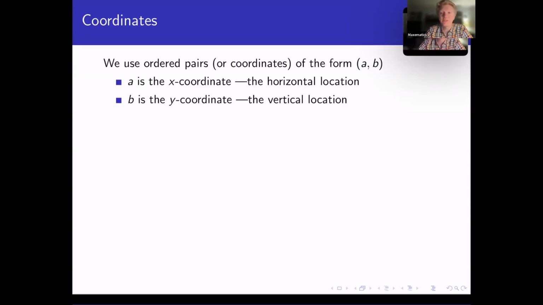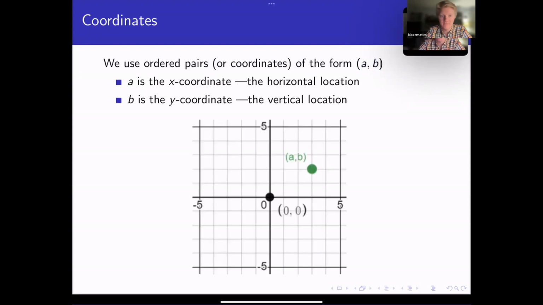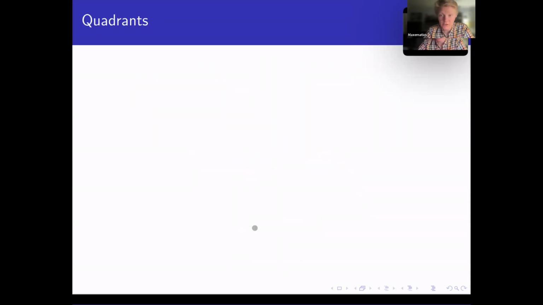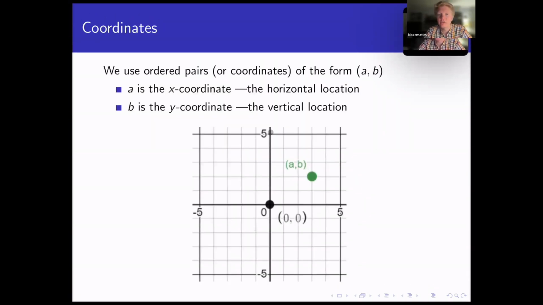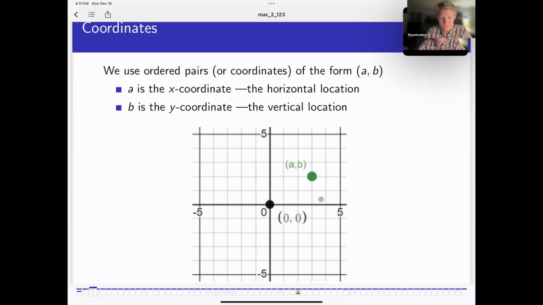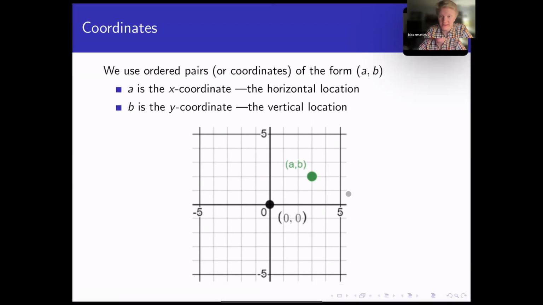So if you're trying to figure out where some (a, b) goes, you would go to the left or right coordinate for a and up or down coordinate for b. For example, some random (a, b) right here, a would be the horizontal distance, b would be the vertical distance. And here you see the origin at (0, 0). Okay, well, quadrants: if you notice here, do you see that these two lines create four divided areas?